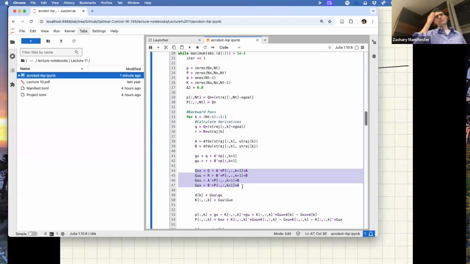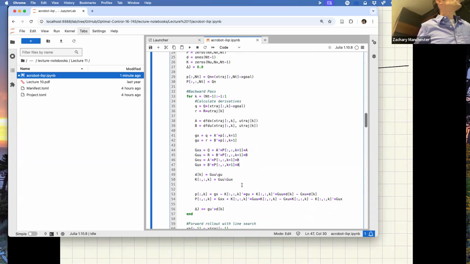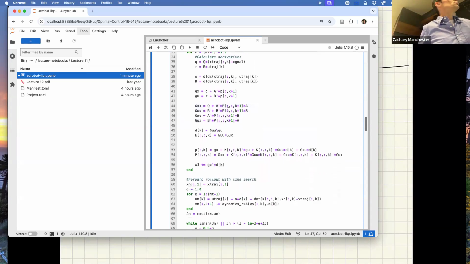If you go back to the original papers, in practice, people use those terms interchangeably, and they almost always do the Gauss-Newton version. So this is what is standard, and you will see. That's what it is. So this is the backward pass. And then once you do the backward pass, you get the feed forward and the feedback terms.